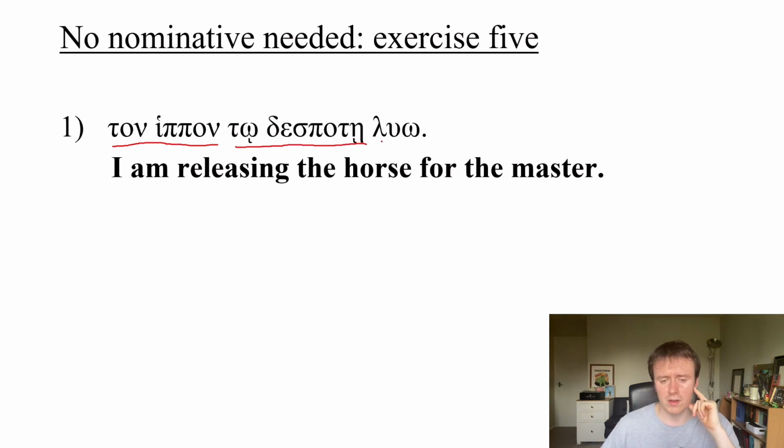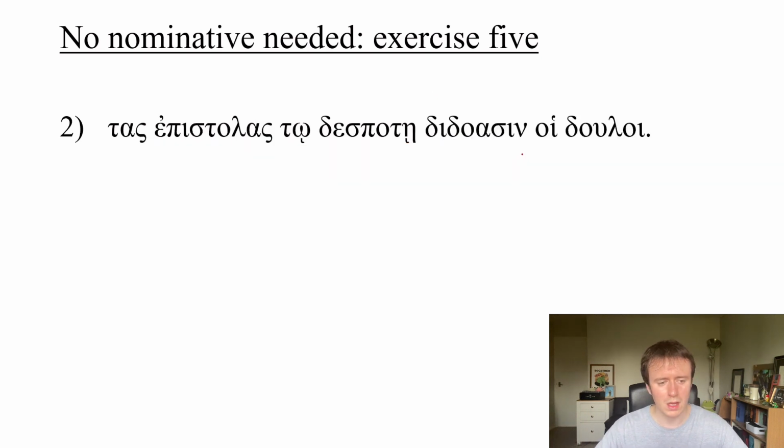And the verb at the end, liuo, had the person ending or, which means that I am doing the action. So this means I am releasing. The horse was in the accusative, so I am releasing the horse, and then it was either for the master or to the master. I am releasing the horse for the master. Number 2 was tas epistolas toi despotei didoasin hoiduloi.